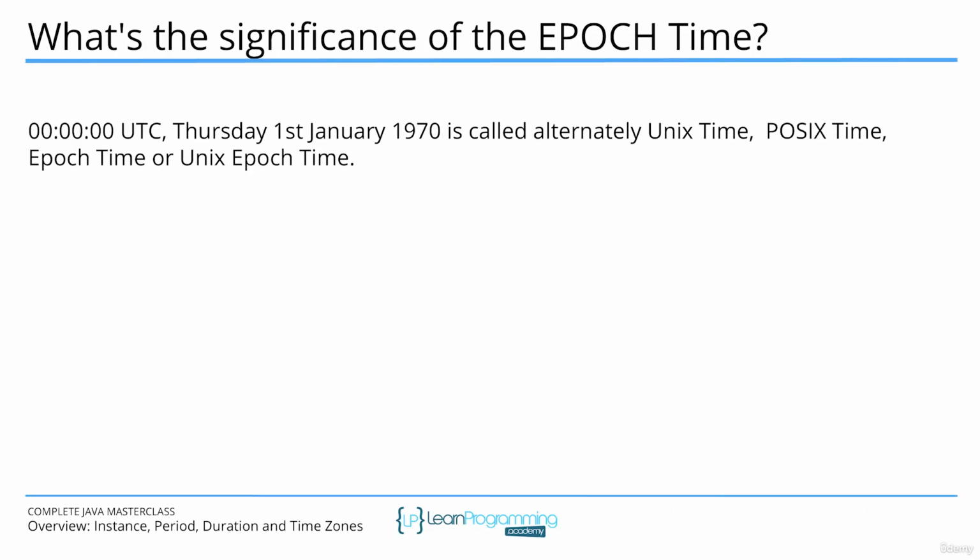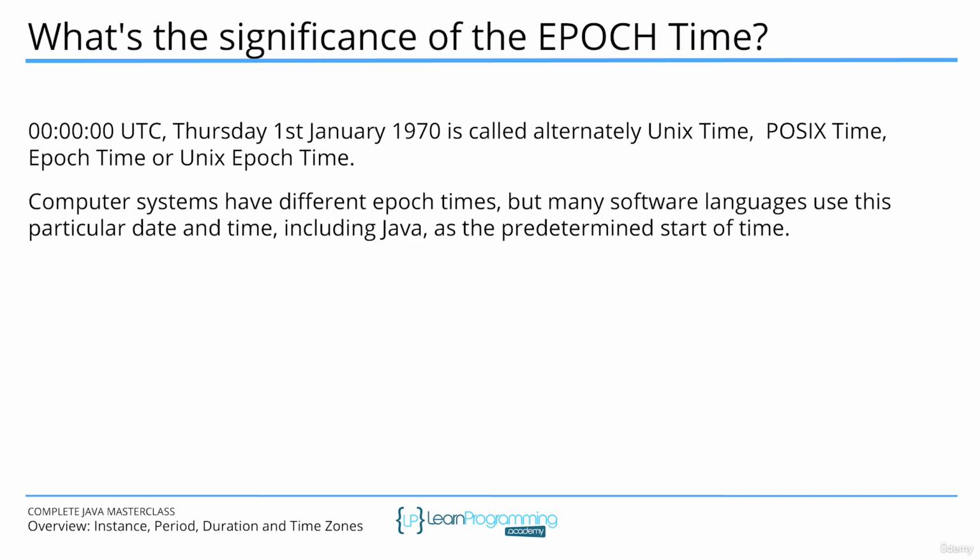Midnight UTC, Thursday the 1st of January 1970, is called alternately Unix time, POSIX time, epoch time, or Unix epoch time. Computer systems have different epoch times, but many software languages use this particular date and time, including Java, as the predetermined start of time.